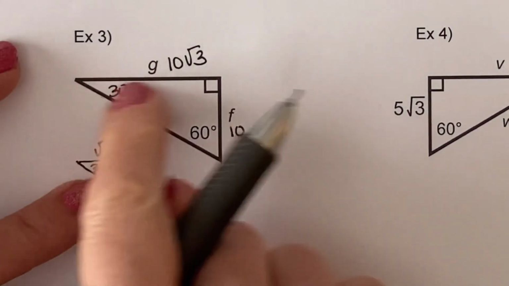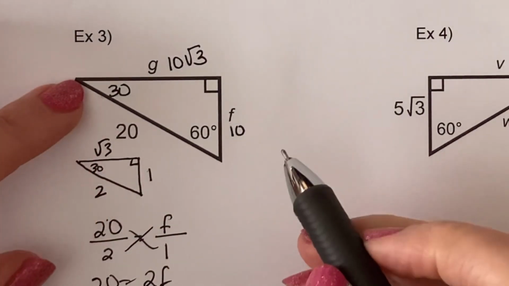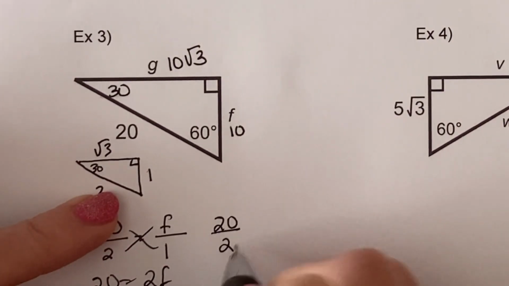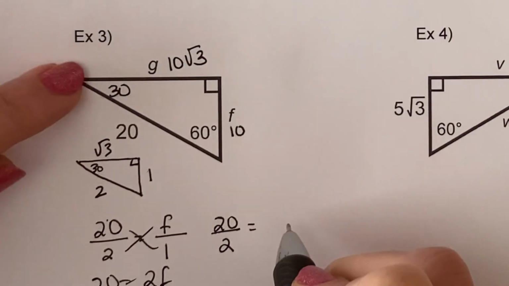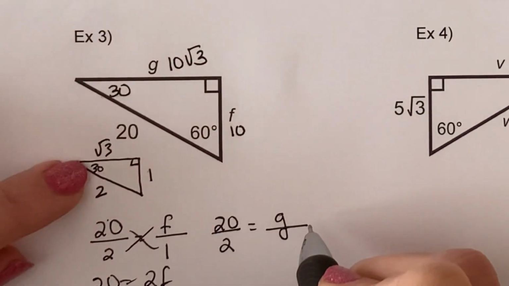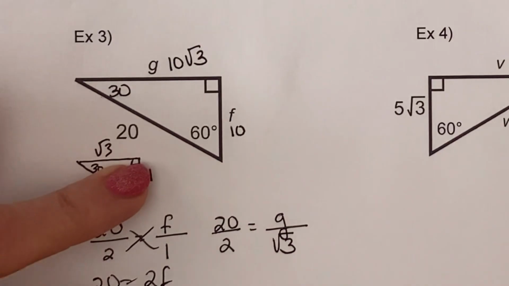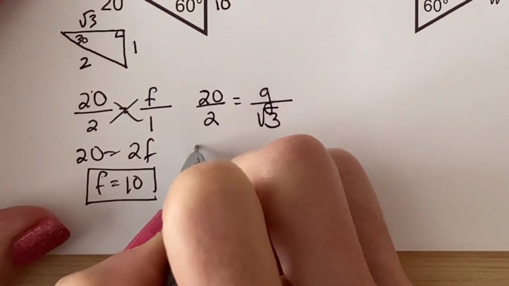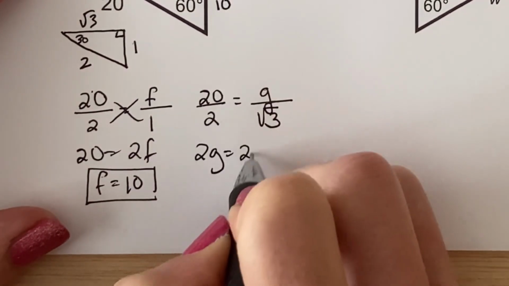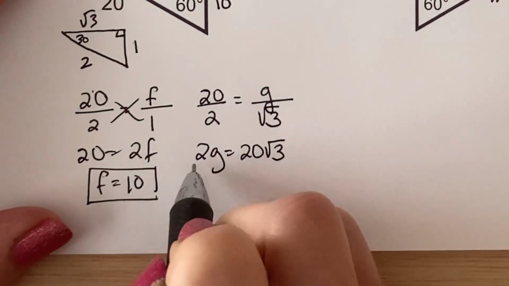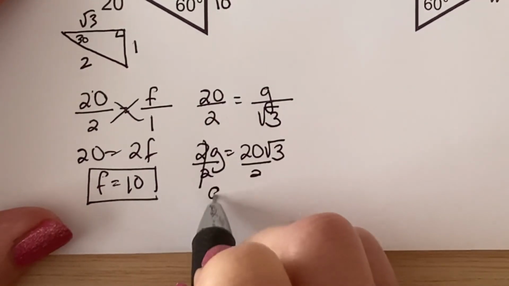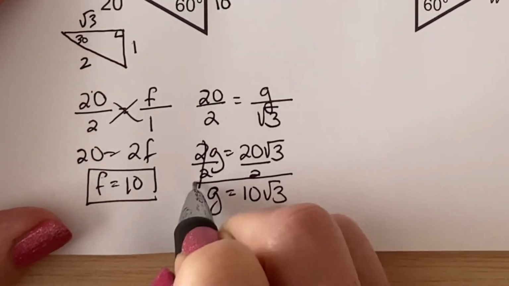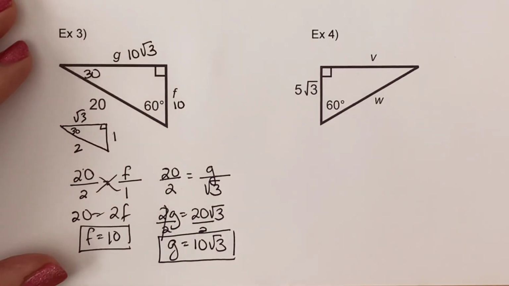We're going to do the same thing to find the long leg of G. Let's see, I'm going to still start with my hypotenuse, 20 over 2, so hypotenuse over hypotenuse equals long leg G over long leg square root of 3. Cross multiply, 2 times G is 2G, 20 times square root of 3 is 20 times square root of 3. Divide by 2, and we get G equals 20 divided by 2 is 10 square root of 3, which is what we got up there.